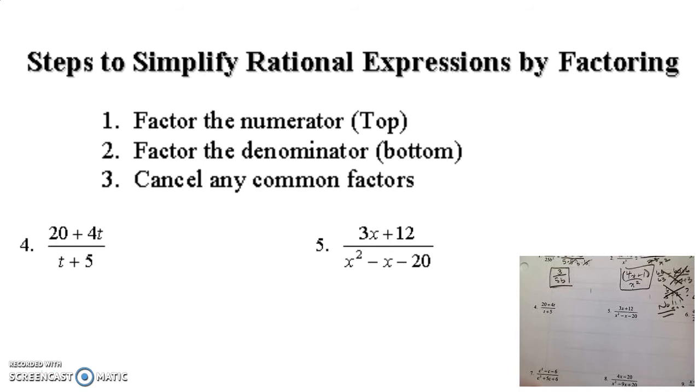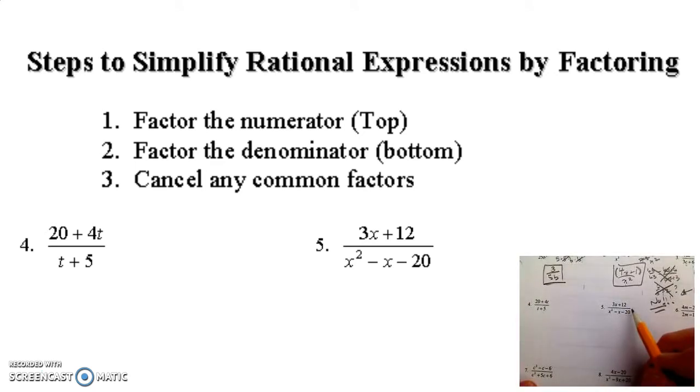Some more challenging types of rational expressions come when we are not just factoring out a greatest common factor, but we find ourselves trying to factor a quadratic. For instance, x squared minus x minus 20. So I look at these two, and I'm going to try to factor the numerator and the denominator.